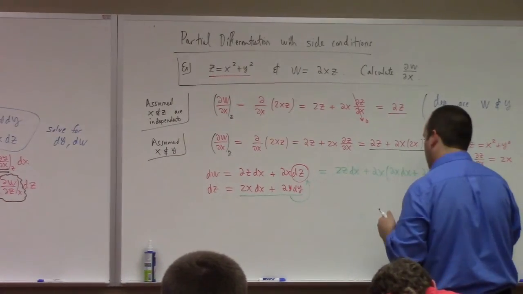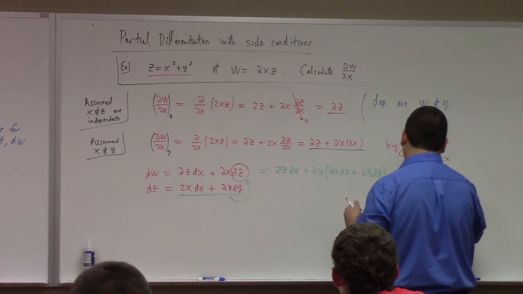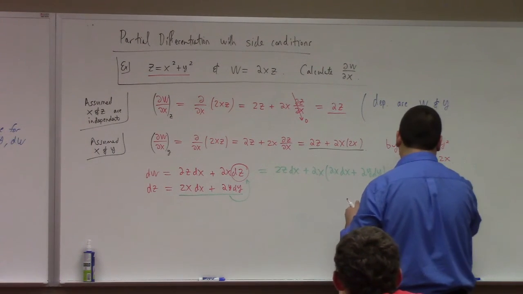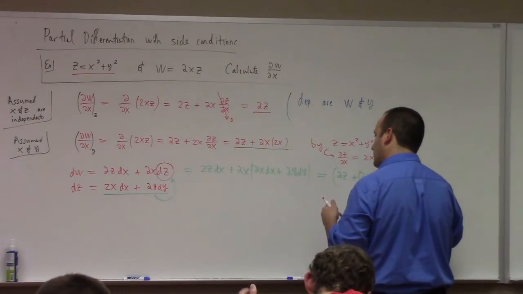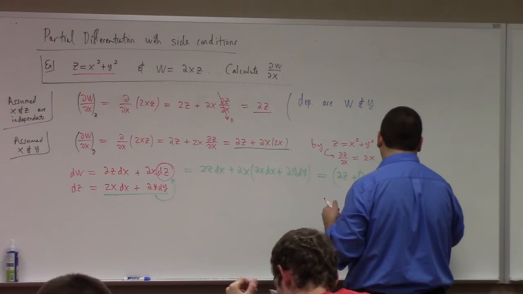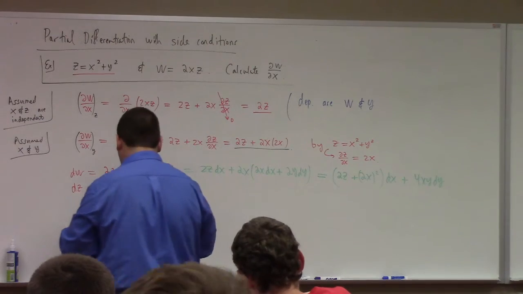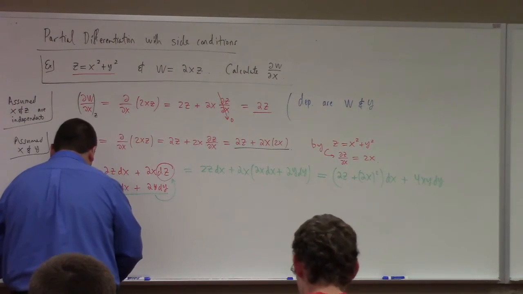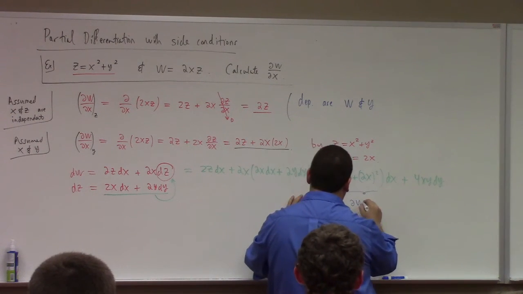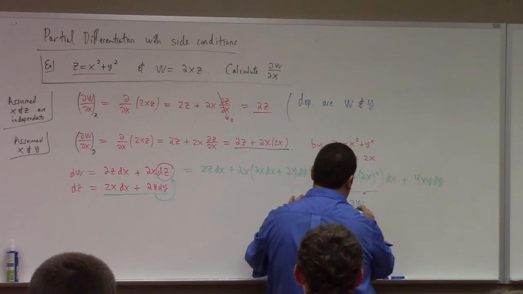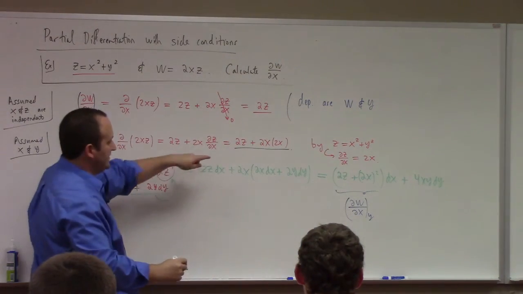So that gives me what? That gives me (2z plus 2x) quantity squared dx plus 4xy dy, I think. And that, of course, is also what we got, right? This is partial w, partial x, holding y fixed, which is precisely what we calculated right here.